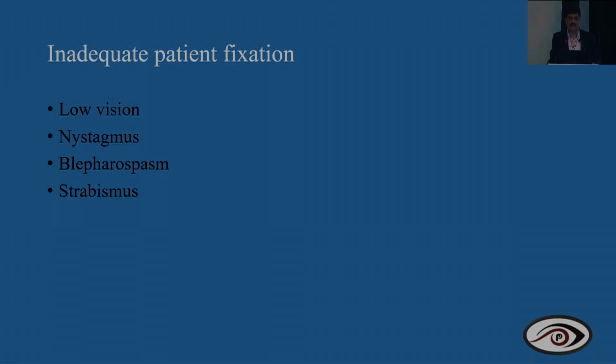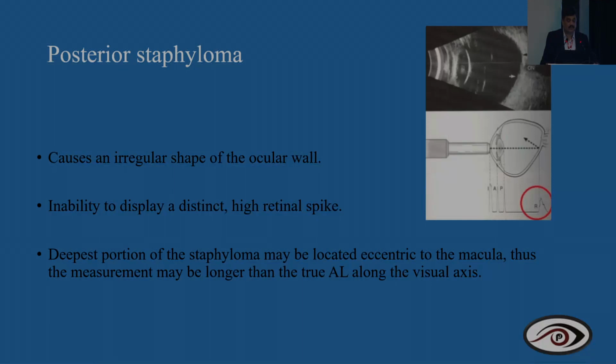While doing this test, patients may have inadequate fixation, especially patients with nystagmus, blepharospasm and strabismus, even patients with low vision. One or two points about posterior staphyloma are very important, as it can cause an irregular shape of the ocular wall. Always remember the deepest portion of the staphyloma may be located eccentric to the macula, so the measurement may be longer than the true axial length along the visual axis.